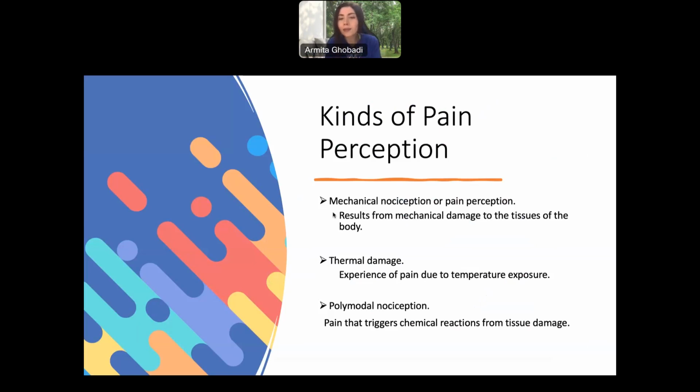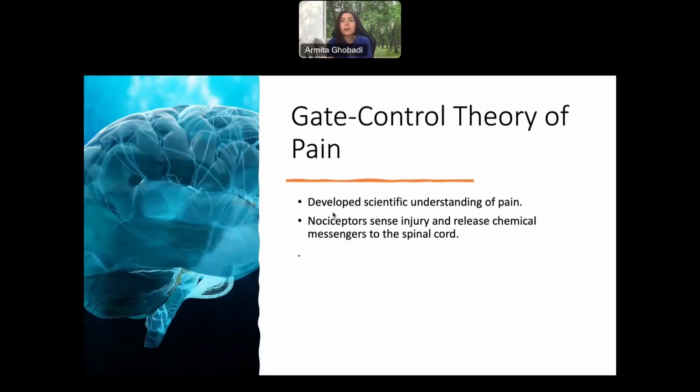The last one is polymodal nociception, which is based on chemical reaction. I'm going to give you an example. Whenever you are dyeing your hair, the hair color for some people actually burns their skin. So this is polymodal nociception. You have to use some sort of cream to protect your skin, especially here, because it's happening to me all the time. So far I didn't know why I was experiencing that on and on, but now I can understand that because of health psychology. So now I have a good example for polymodal nociception: burning your skin.